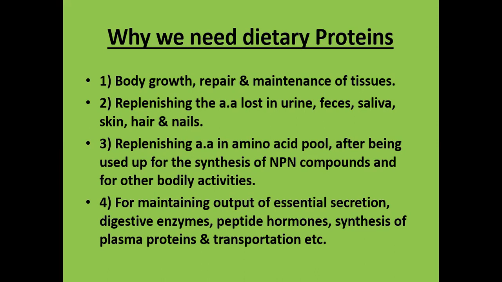And approximately 1 to 2 grams of nitrogen is lost as undigested protein, which is excreted in the feces. We need dietary proteins to replenish amino acids in the amino acid pool, after these amino acids are used for synthesis of non-protein nitrogenous compounds and for other body activities. And we need dietary proteins for maintenance of output of essential secretions, digestive enzymes, and synthesis of the plasma proteins.